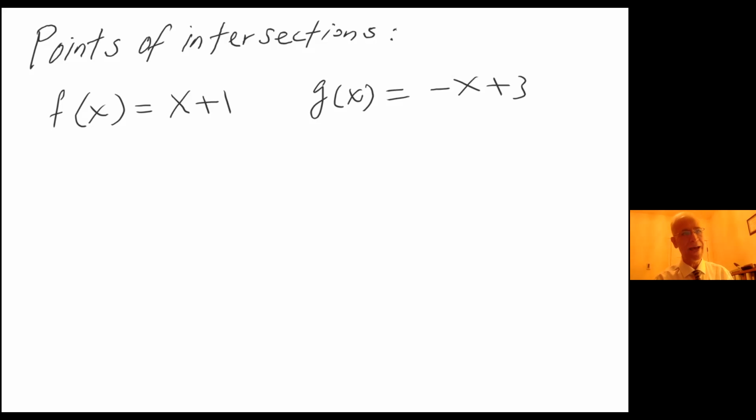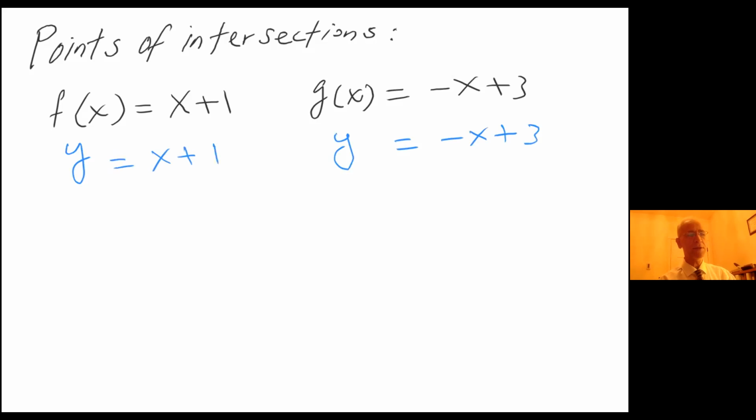Of course, you can always graph and look at the graph and use your trace button. But let's say you want to do this algebraically without using a calculator. Well, we know at the point of intersection, the height of both graphs is the same. What do I mean by that? Would you agree that I can rewrite f of x as y equals x plus 1 and g of x as y equals minus x plus 3? Sure, I can do that.